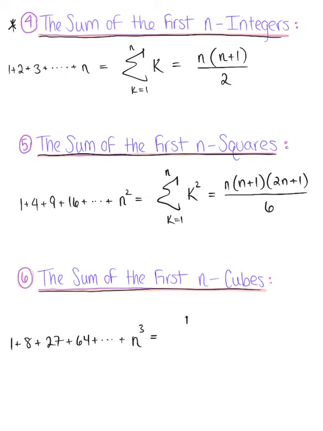So if we put this in our compact form here, we have the sum from k is 1 to n of k cubed, and this reduces down to the formula n times n plus 1 all divided by 2, and this is squared.